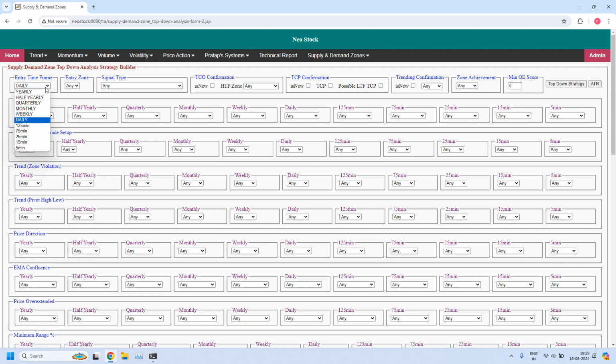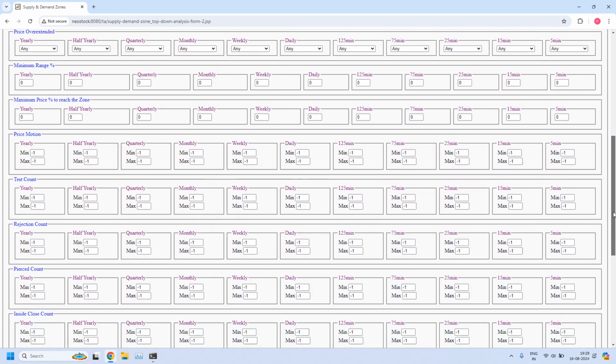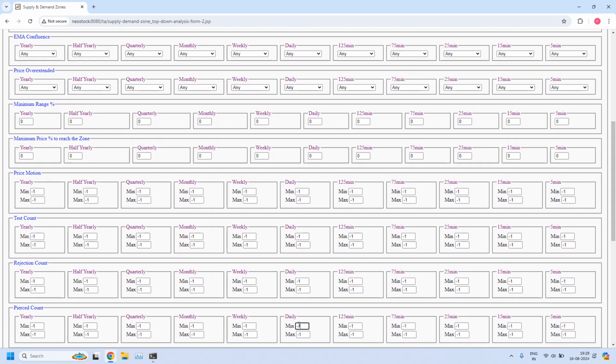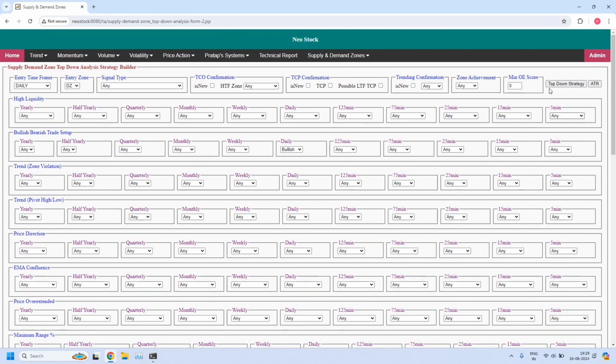For monthly income trade, entry time frame is daily. Bullish trade setup entry zone is demand zone. In bullish or bearish trade setup, for entry time frame daily, I am selecting the value bullish, and the daily demand zones should not be pierced. So in the pierced count column and daily time frame, I am selecting minimum value 0, maximum value 0, which indicates pierced count is 0. Pierced count 0 means zone is not pierced.